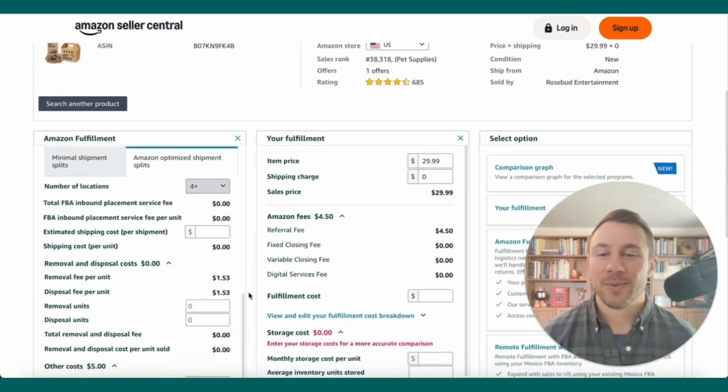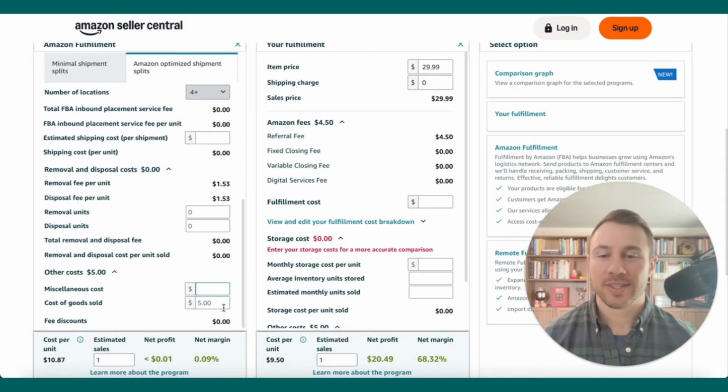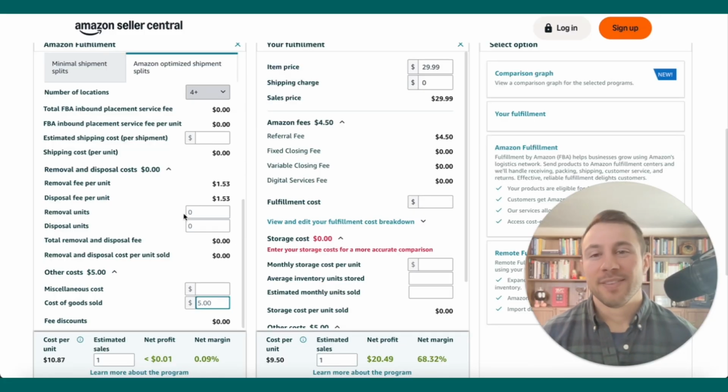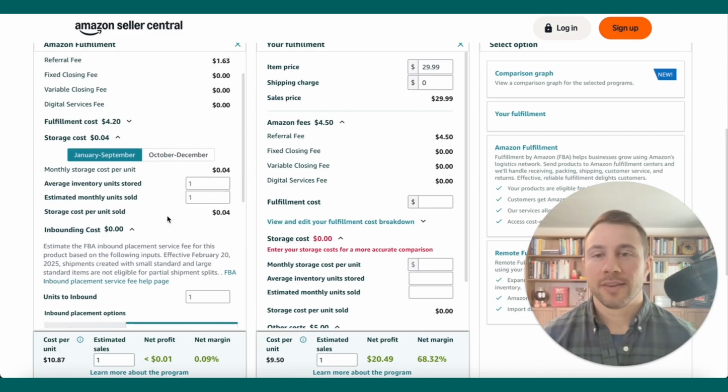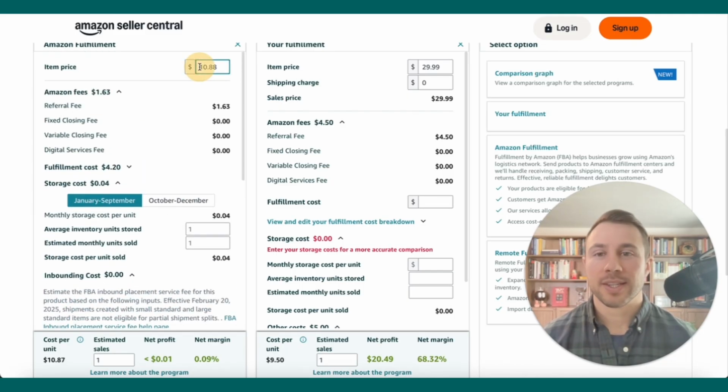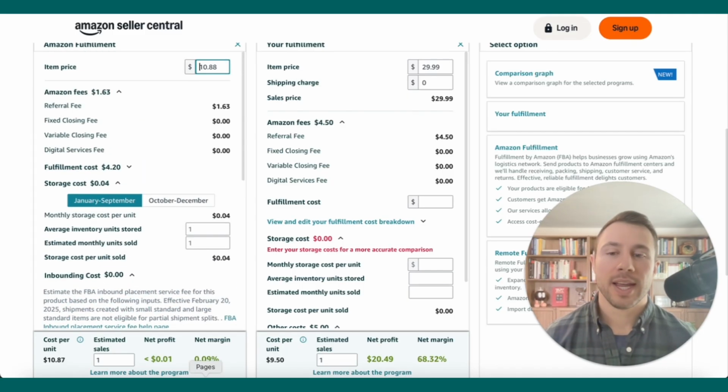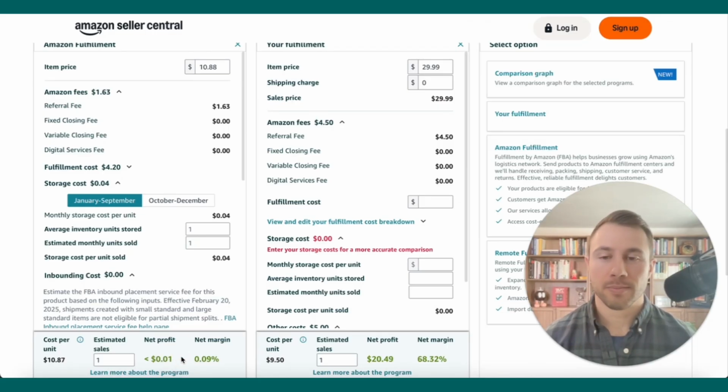So we'll go down here. We'll put in the cost of goods. We're going to use $5. Seems like an expensive cost of goods for a rock, but bear with me. If it's $5, we can calculate from the retail price at the top here that if we sell it for $10.88, our net profit is about flat, so break even.